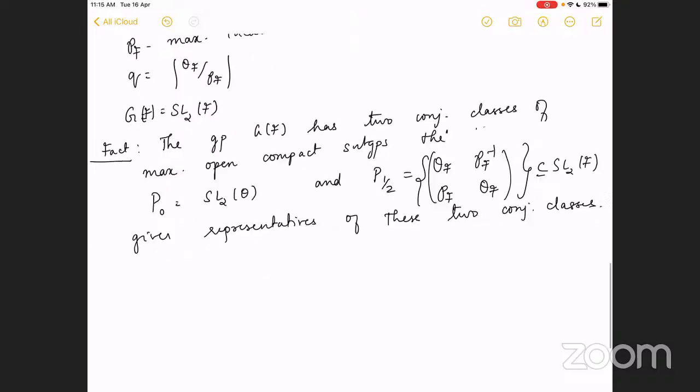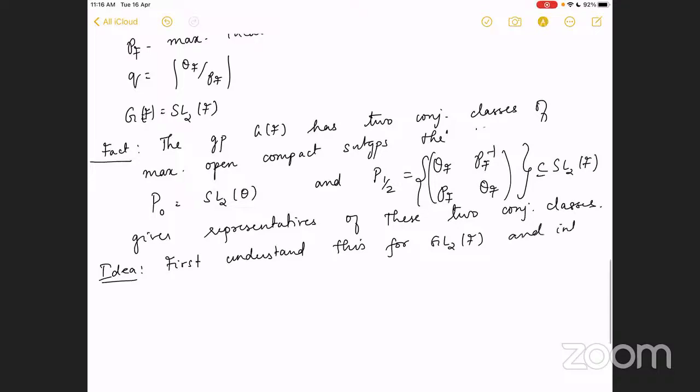Okay, so I will not prove this result, but I'll just quickly tell you what the idea is. First address this question for GL2F. There you can show that you can take any lattice in F square, and look at the stabilizer of that lattice, and that will give you the maximal compact subgroups. Then you can restrict it to SL2 and see how the conjugacy class is split once you intersect with SL2. Okay, this is not a difficult argument.